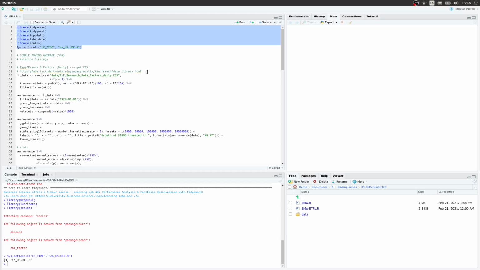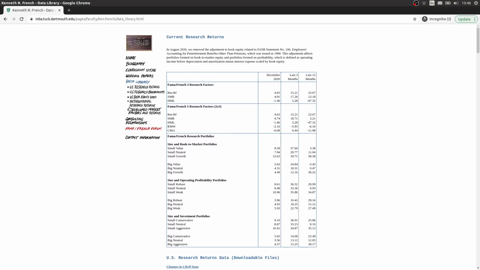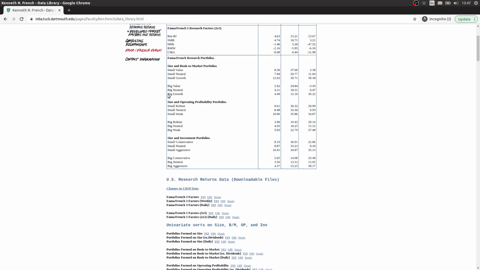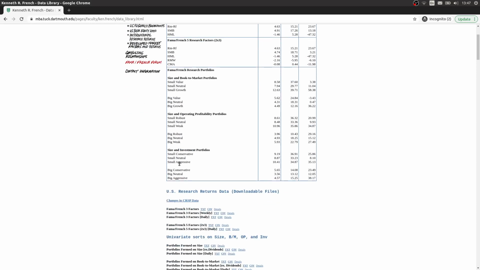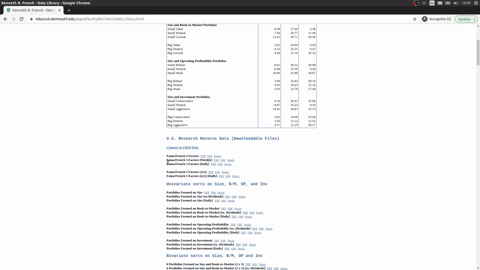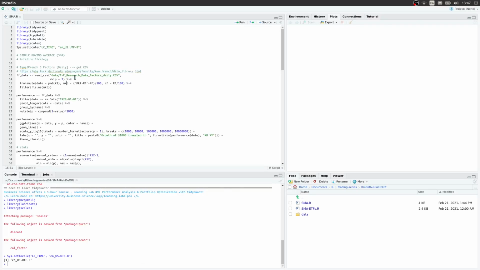So for testing this strategy, I'm going to use data from Fama-French because we have availability for a very long time, back to 1926, I believe. So if you don't know, this is the website, and you can go here on the Fama-French 3 factors daily data and download it as CSV. That's exactly what I have done. So I'm going to load this in R.